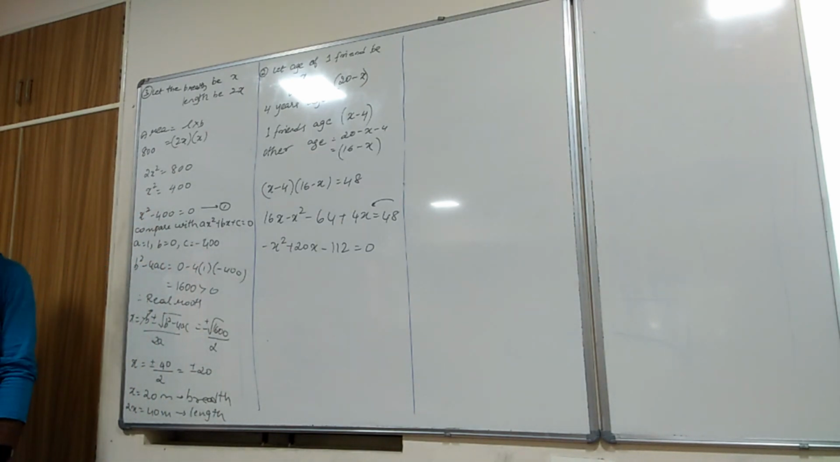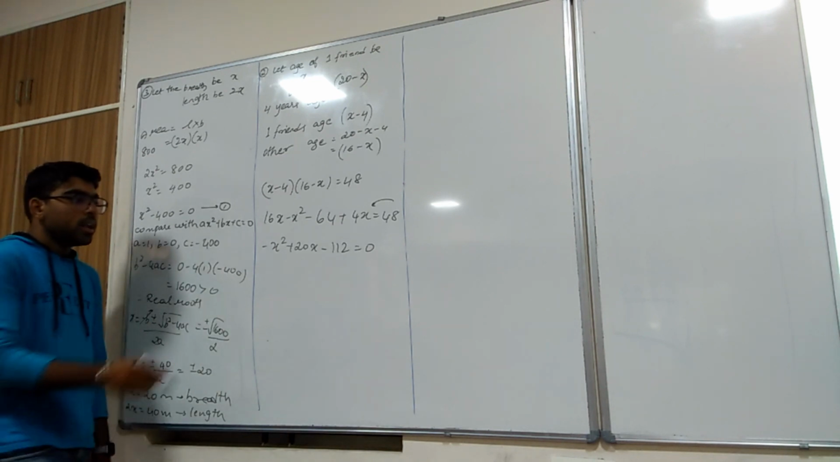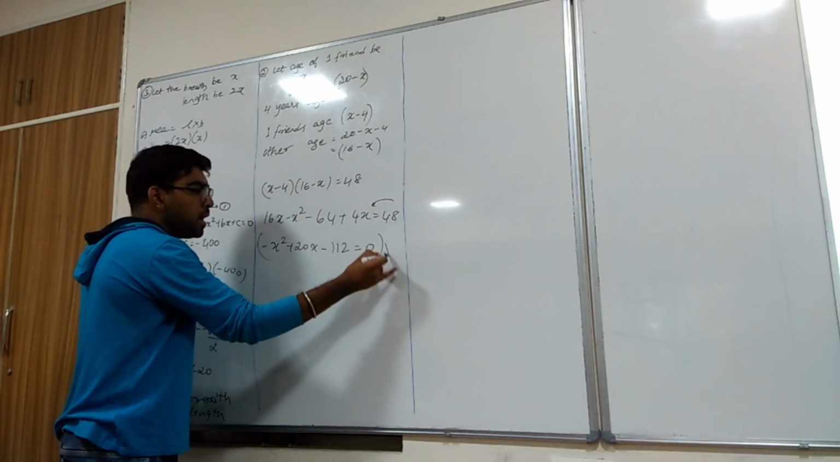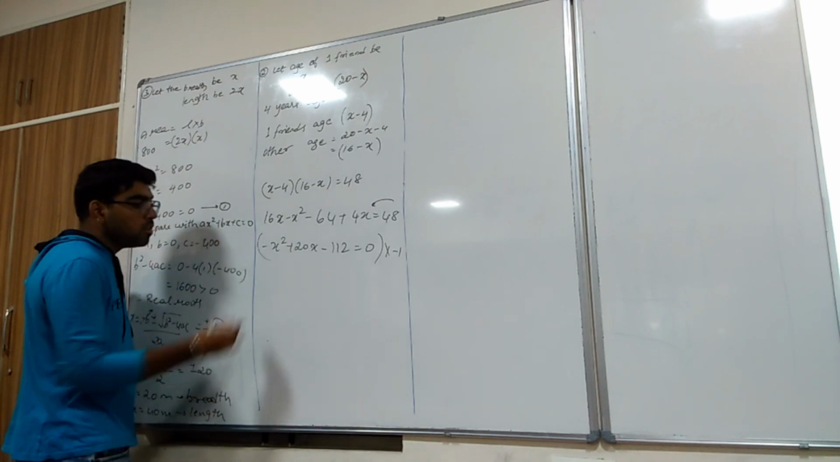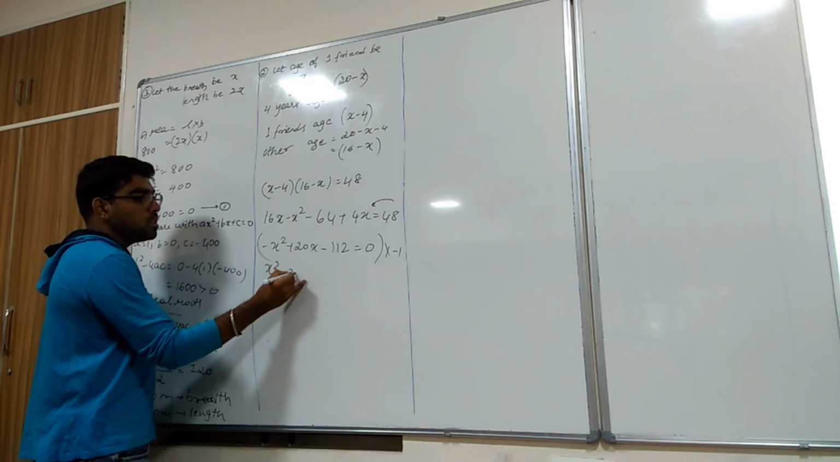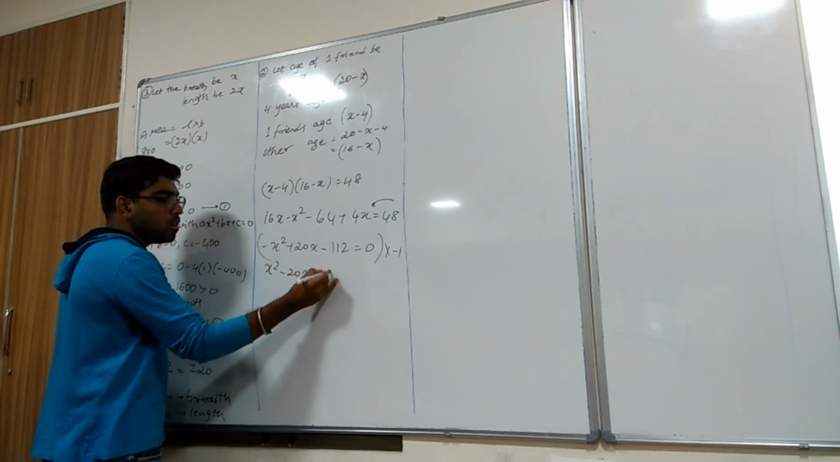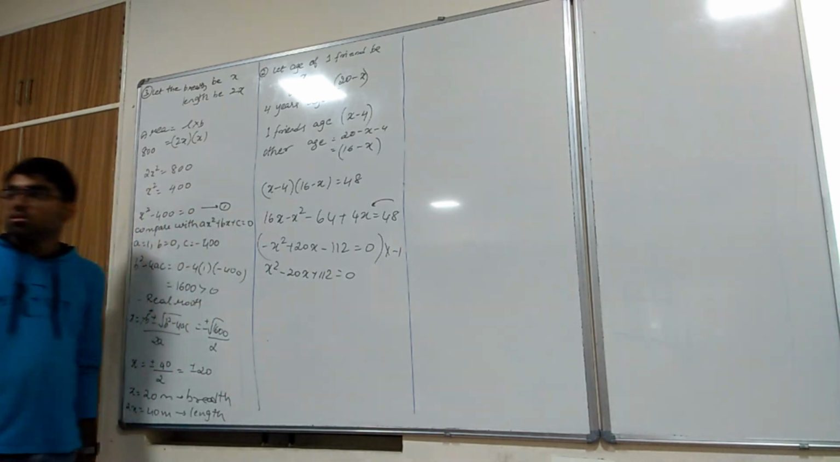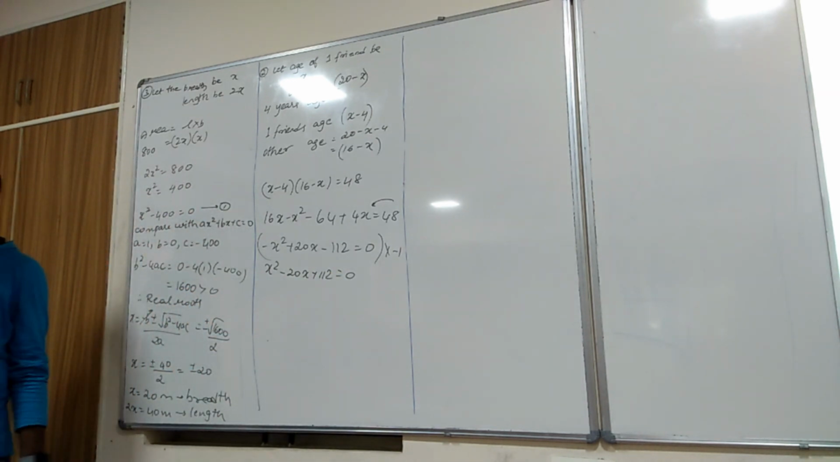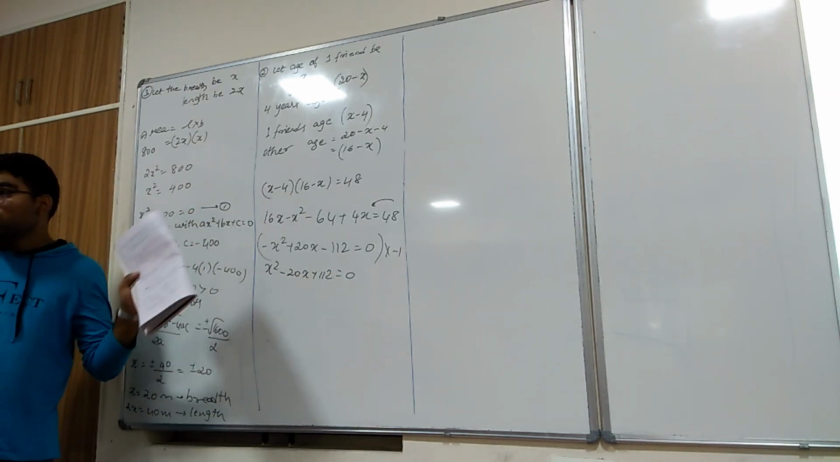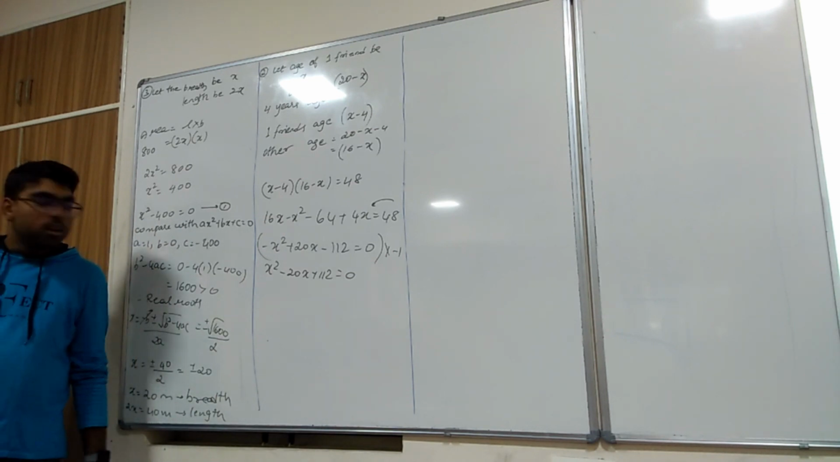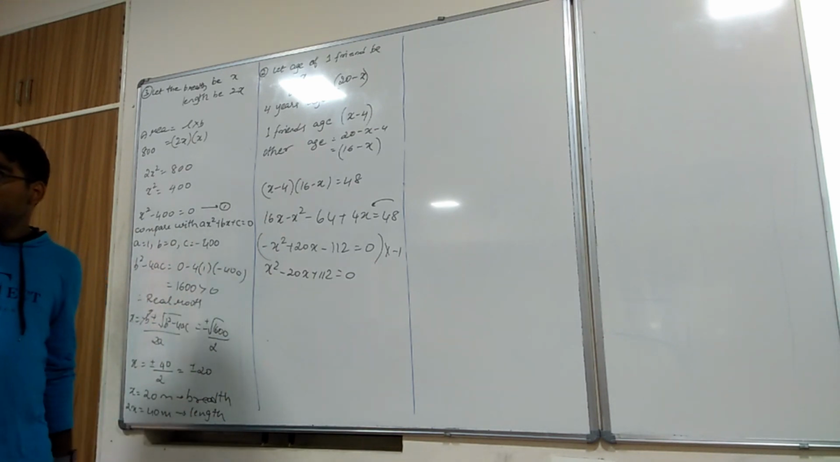Simple algebra. Okay? I multiply the equation by minus 1. x square minus 20x plus 112 equals 0. Why multiply by minus 1? So the coefficient of x square is positive. Okay? Is it done?